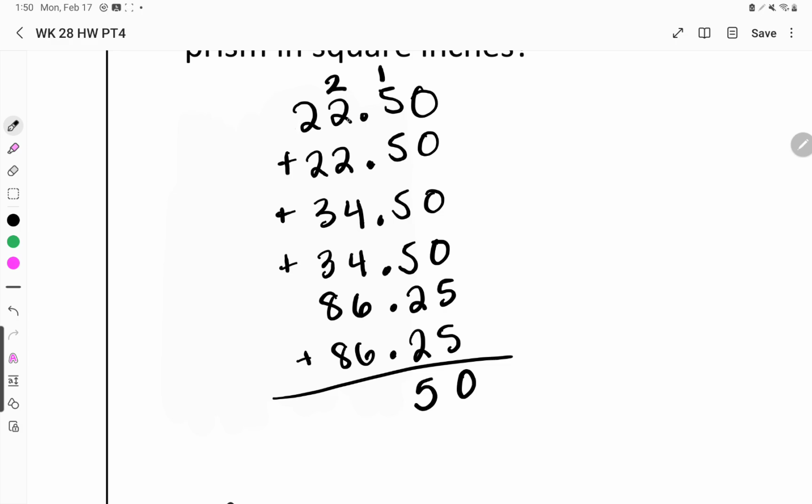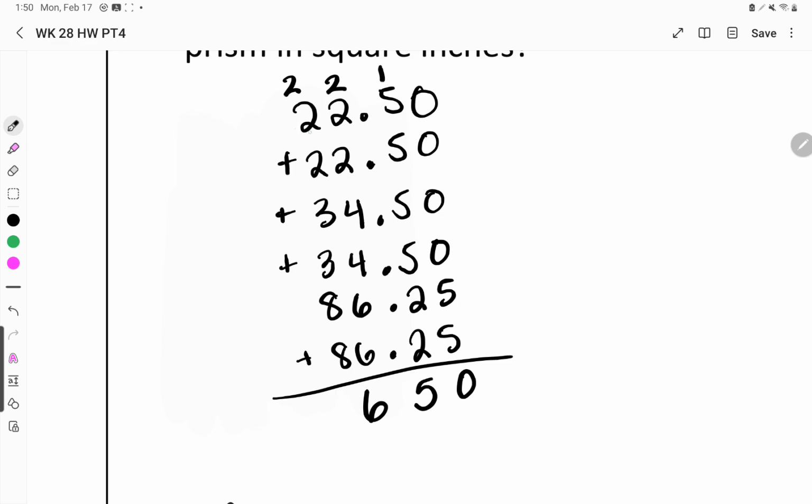2 plus 2, which is 4. 4 plus 2, which is 6. 6 plus 4, which is 10. 10 plus 4, which is 14. 14 plus 6, which is 20. 20 plus 6, which is 26. So I write down a 6, carry my 2.